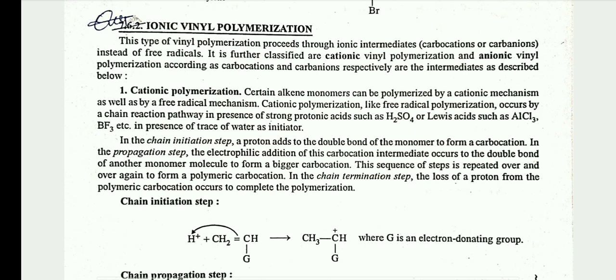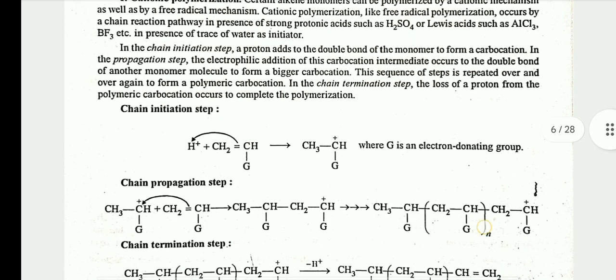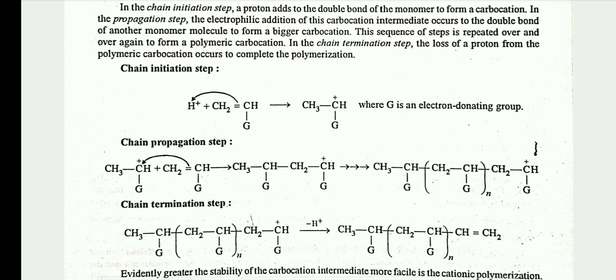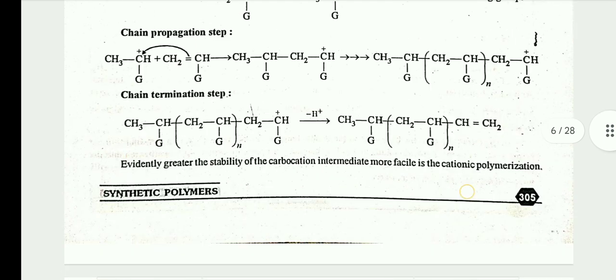In the chain initiation step, a proton adds to the double bond of the monomer to form a carbocation. In the propagation step, the electrophilic addition of this carbocation intermediate occurs to the double bond of another monomer molecule to form a bigger carbocation. This sequence of steps is repeated over and over again to form a polymeric carbocation. In the chain termination step, the loss of a proton from the polymeric carbocation occurs to complete the polymerization. This is the chain initiation step, chain propagation step, chain termination step.